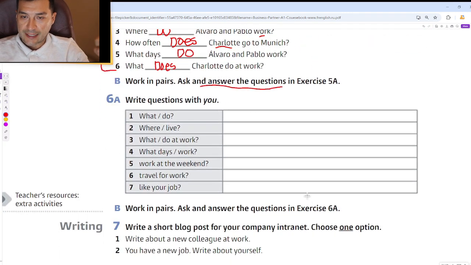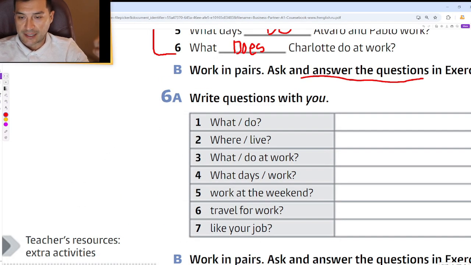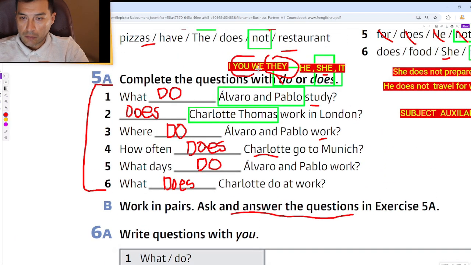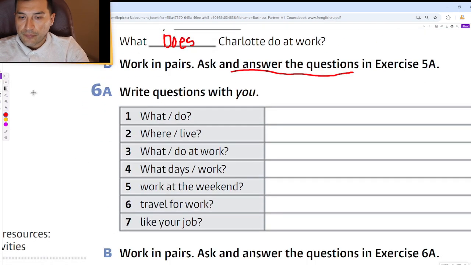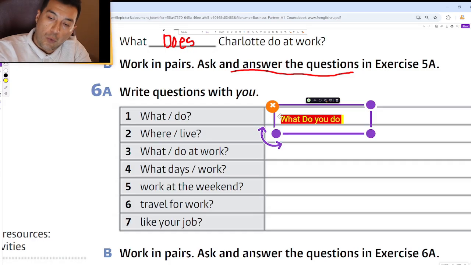And to finish today's exercises, we're going to make some questions with you. The subject is you. So with you, we use do. Do you? And they gave us the verbs: do, live, do at work, work at the weekend, work, travel for work, and like your job. So that's easy. Remember, we have to use do. What do you do?